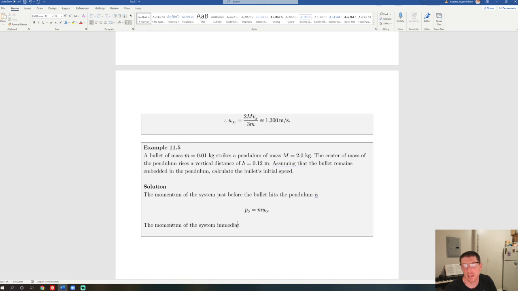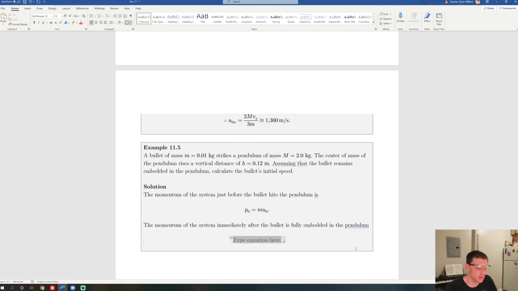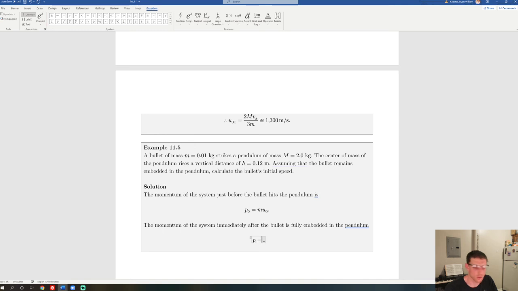Okay, so the momentum of the system, let's say immediately after the bullet is fully embedded in the pendulum. So the bullet has now come to a stop. Well, it's not moving relative to the pendulum now, right? It's in a fixed position inside the pendulum. And this is going to be, we said, P equals big M plus little m, times V.